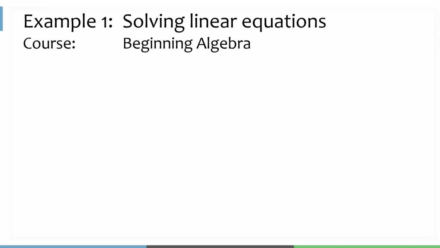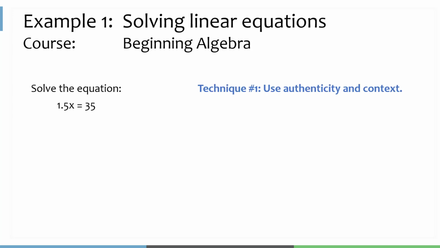Okay, so what we're going to do now is move into some examples. I'm going to show you some problems from a couple different courses. We're going to start with beginning algebra and a topic that we do a lot of, which is solving linear equations in one variable. And we're going to look at how we could rewrite it to be something that is non-Googleable. So here's a simple one: solve the equation 1.5x equals 35. Clearly we can put this into Photomath and it will spit out an answer for us really, really quickly.